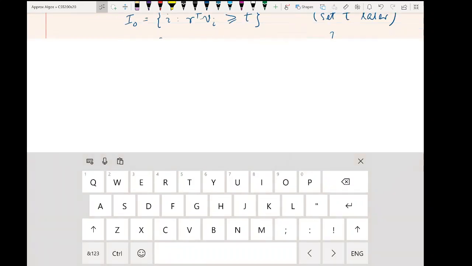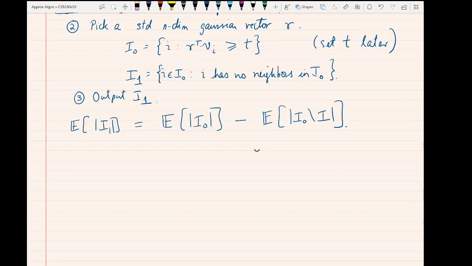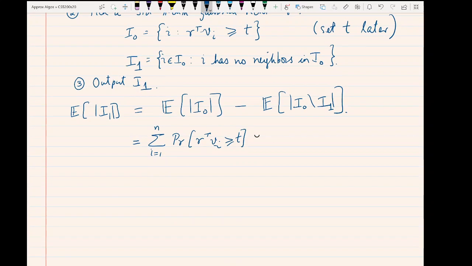Okay, now I'm going to call this I1. Now by linearity of expectation, this is the summation over i equal to 1 to n of just the probability that a single vertex i is included in the set, right? So this is the probability that the inner product with my random vector R is greater than or equal to the threshold T. And then of course you have what you remove, which we'll come to in a moment.